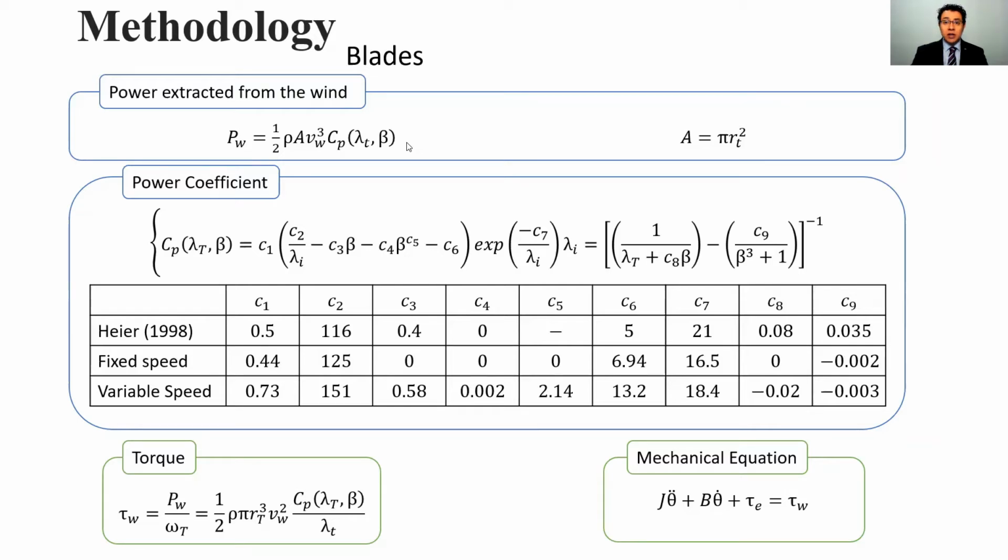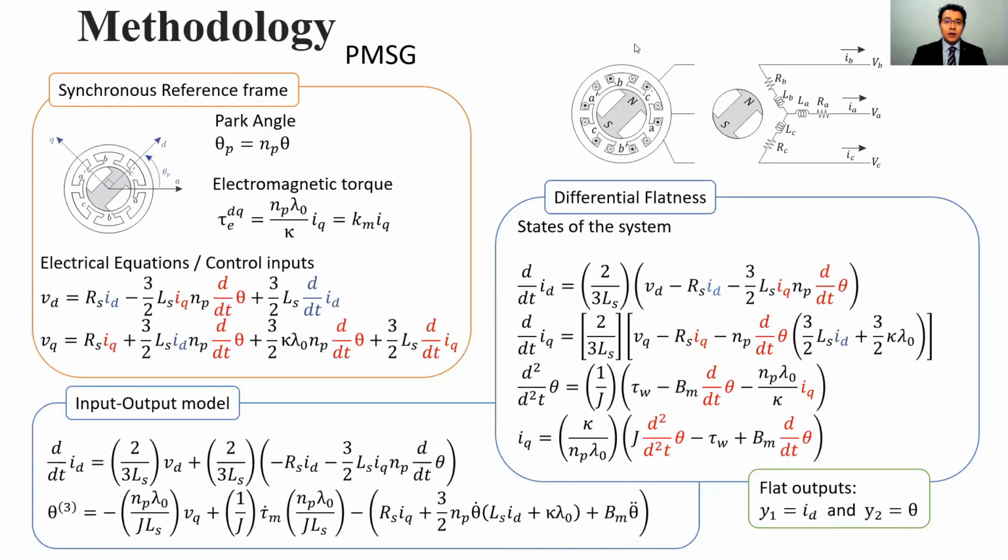This coefficient depends on the tip speed ratio and the blade pitch angle. This coefficient is characterized by the blade's aerodynamic design. We can determine the torque produced by the wind by this equation, and as we consider a direct-driven wind turbine, the mechanical equation is just the equation of a rotating mass.